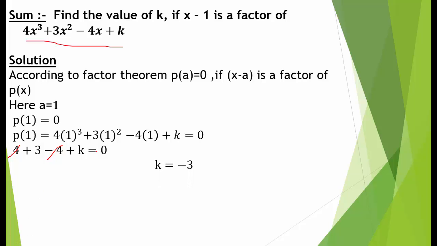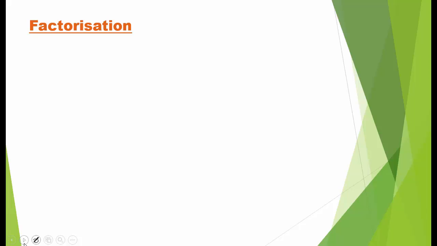If you are asked to find out whether the given polynomial is a factor of the polynomial or not, then you will check whether the remainder is 0 or not, or whether the value of the polynomial is 0 or not. But if you are given that this is a factor, then you will put the polynomial value equals 0. Now, our second topic is factorization.